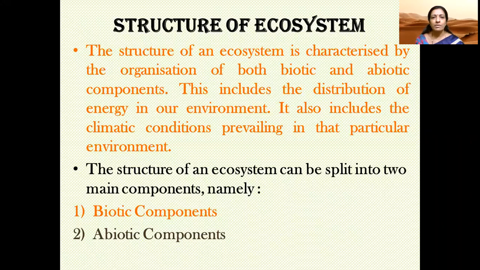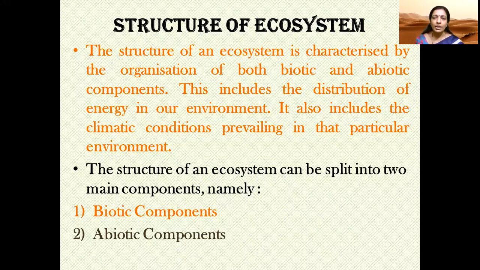Now, the ecosystem, as we have already seen, is all the living and non-living things together and the interaction which takes place between the living and non-living aspects of the earth. Also, we have discussed the two main components of the ecosystem, which are the biotic component and the abiotic component. The biotic component includes the living organisms and the abiotic component includes the non-living aspects.